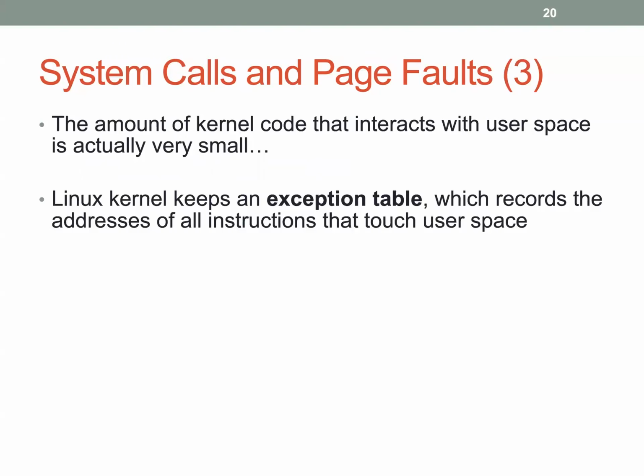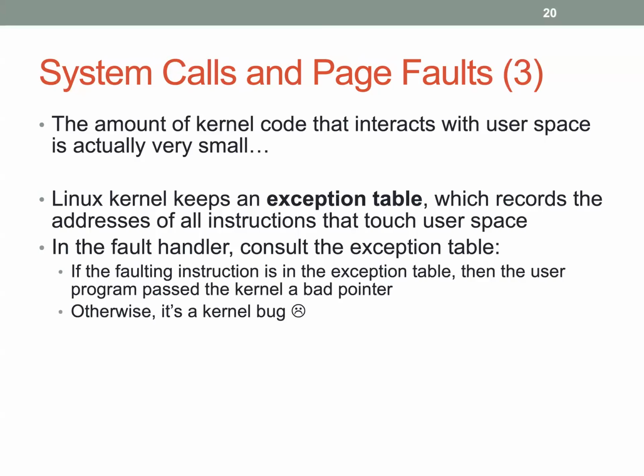The Linux kernel sources have these little macros that you can insert into your code to say, I'm going to start accessing user space, and I'm going to end accessing user space. And during compilation, the compiler will build this thing called an exception table that keeps track of these address ranges of instructions that talk to user space.